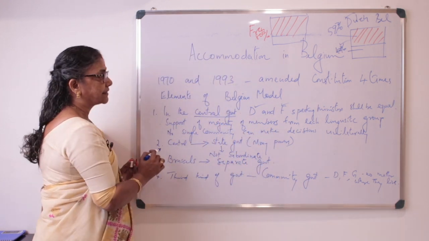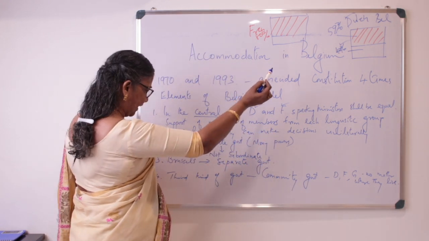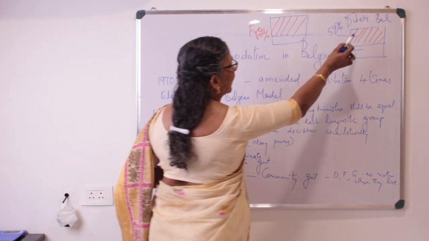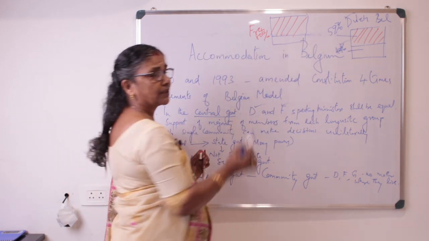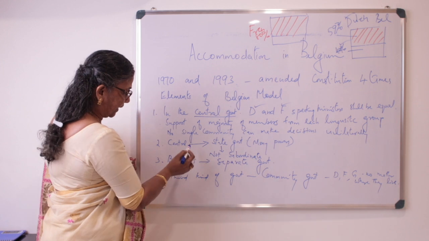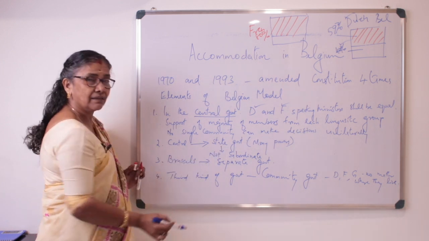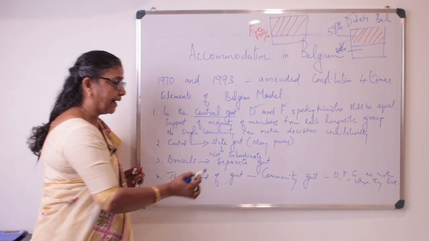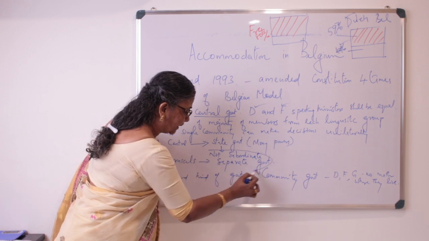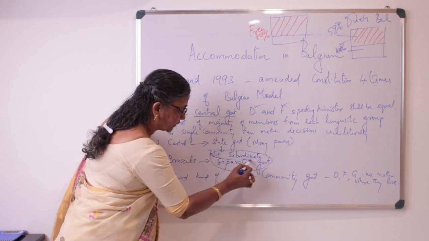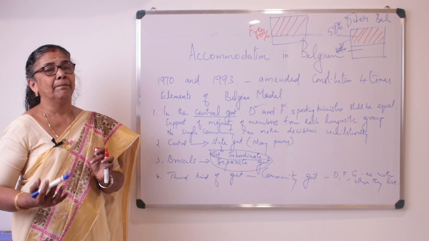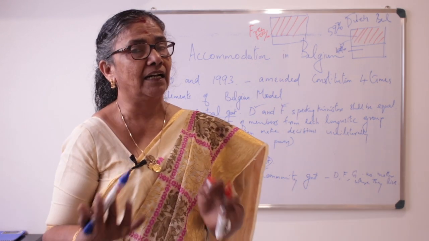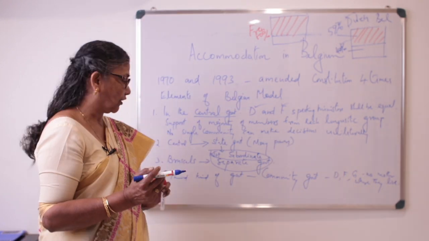And the second case is that the central government has given powers to the state governments. Many powers are given from the central government to the state governments, and no more are the state governments subordinate. That is the second point of accommodation.